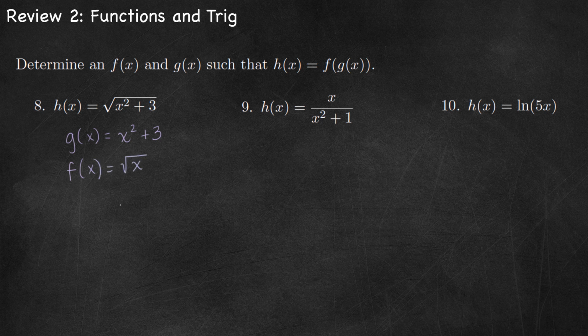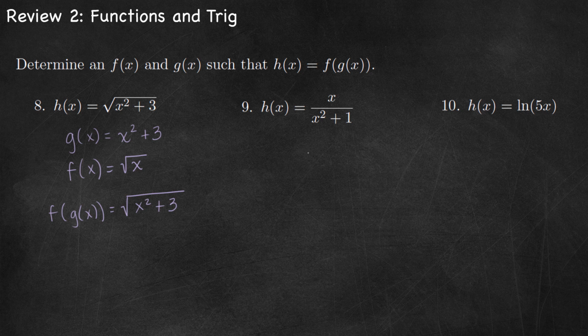So that when we compose this, f of g of x, if we want to check this, we use g of x as the input for function f. The rule for function f is square root of input. So if we do square root of input, and our input is x squared plus 3, we do get h of x.